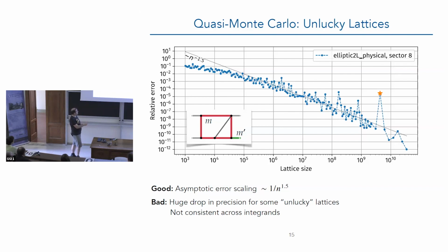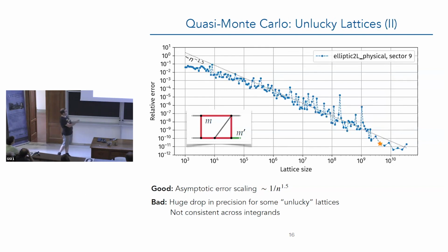But what's very annoying is that for certain lattices, you can have a lattice of just bigger than 10 to the 9, and you have quite a small integration error. You go to a slightly larger lattice, which in principle should reduce your integration error, but instead you get an enormous increase in the integration error. So there are large fluctuations in how precise your result is, depending on the lattice that you're sampling on.